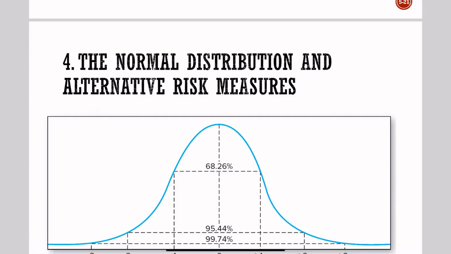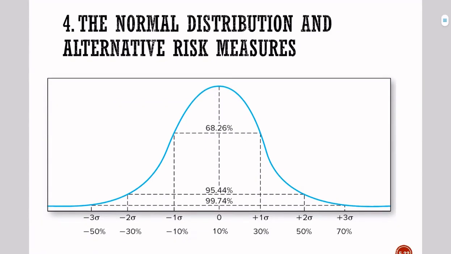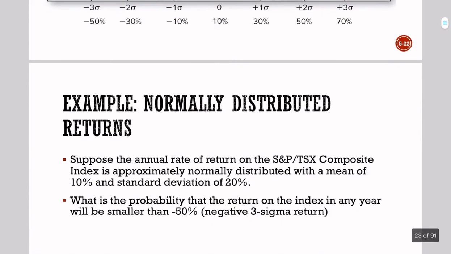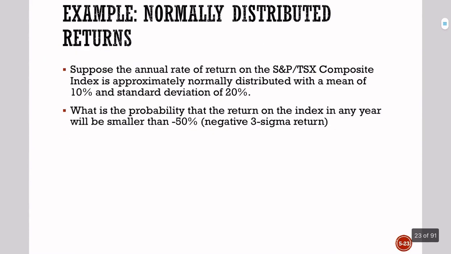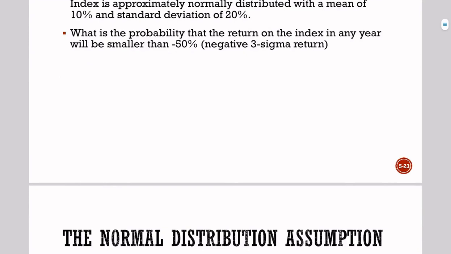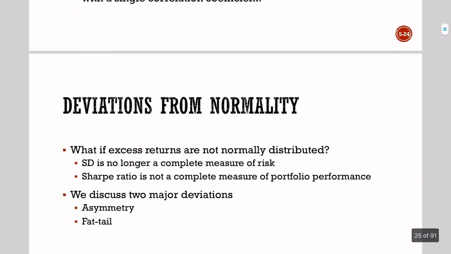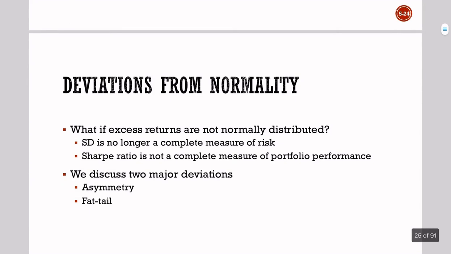Last class we started our discussion on the normal distribution, and we said this is a nice distribution because it makes investment so much easier. However, in reality, you will see that asset returns are generally not following normal distribution, and there are two major concerns. There are two major deviations from the normal distribution assumption. The first one is asymmetry. The second one is fat tail.